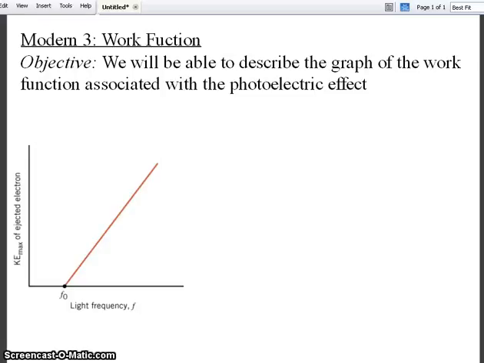Good morning, class, and welcome to this lesson on Modern 3, the work function. Today we will be able to describe the graph of the work function associated with the photoelectric effect.